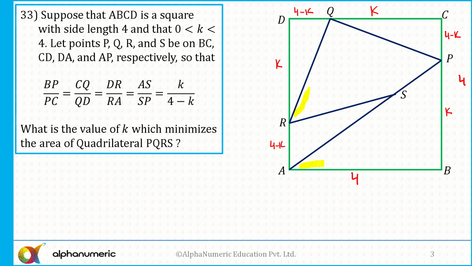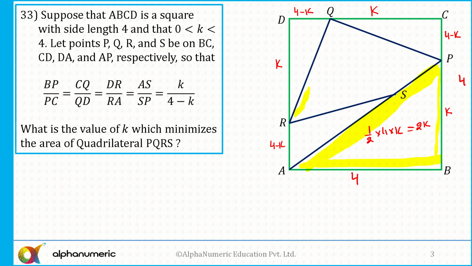So let me talk about this area. Let's say what is the area of this triangle. The area of this triangle is half into base into height. So this is half, base is 4 and the height is K. You all can see it here. Base is equal to 4 and the height is K. So half of 4 into K comes out to be 2K.